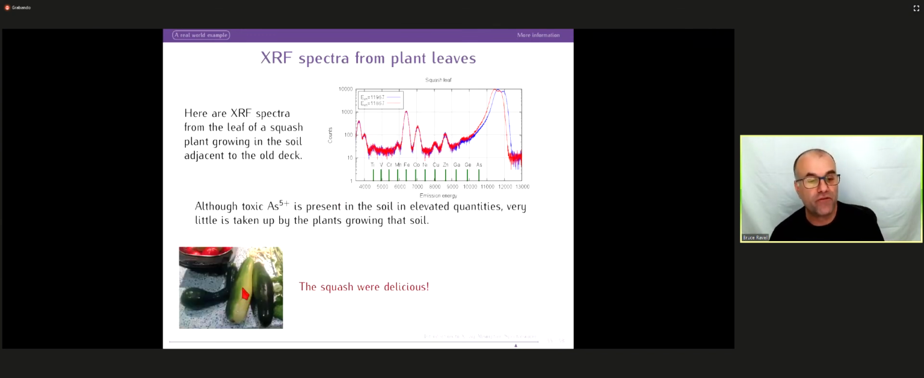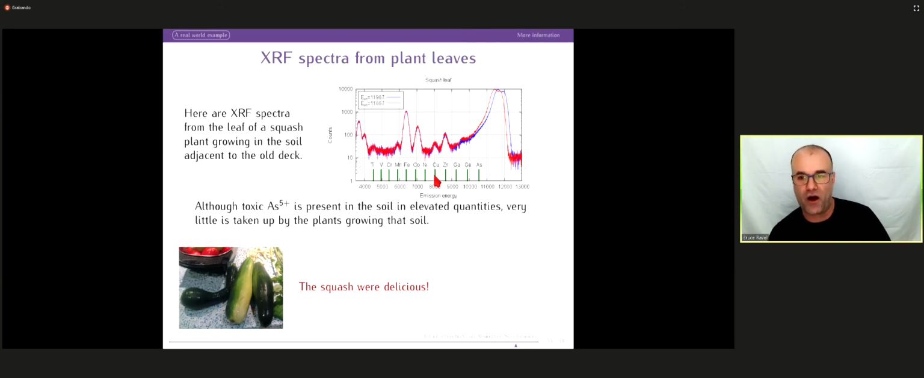Here's some of the fruit of the squash plant. I grow really delicious squash. I eat them all summer long. Now, what are the problems with what I'm showing you and why am I not concerned about it? I don't eat the squash leaf. I eat the squash fruit. I didn't take a spectrum on the fruit because, you know, I want to eat that for dinner. I don't want to chop it up and use it for science. So I showed you a leaf spectrum and not a vegetable spectrum.